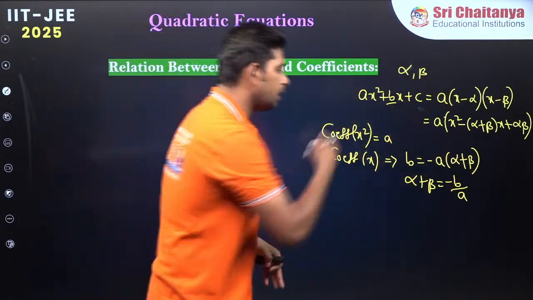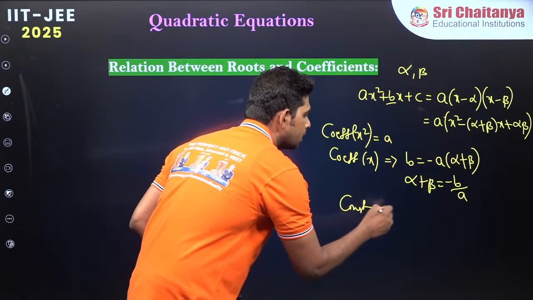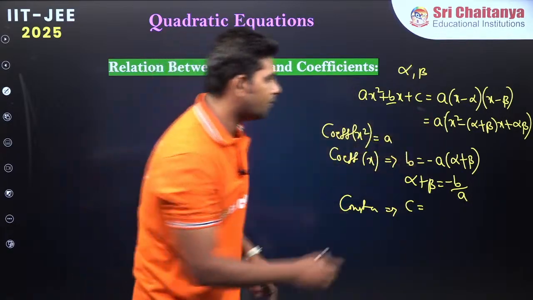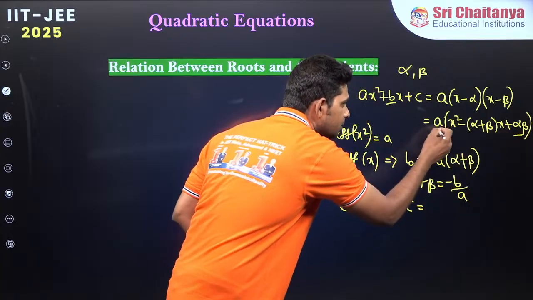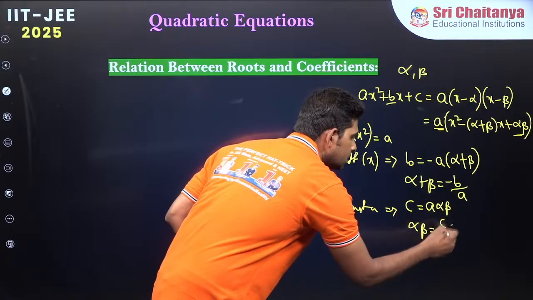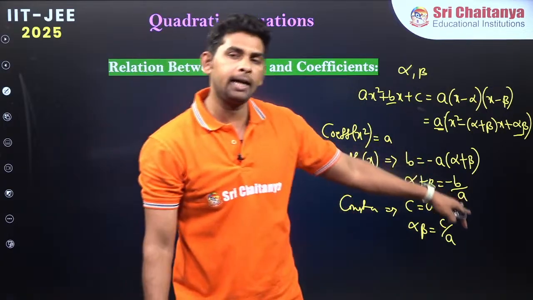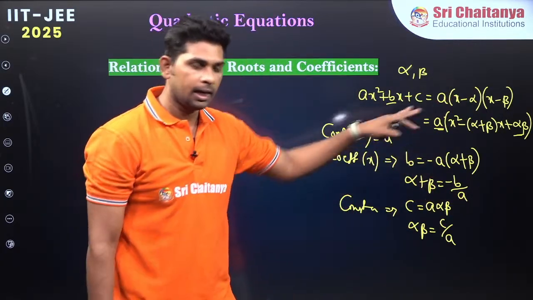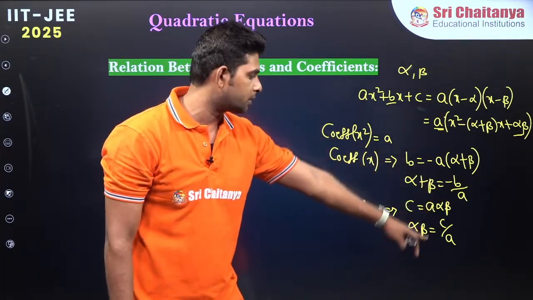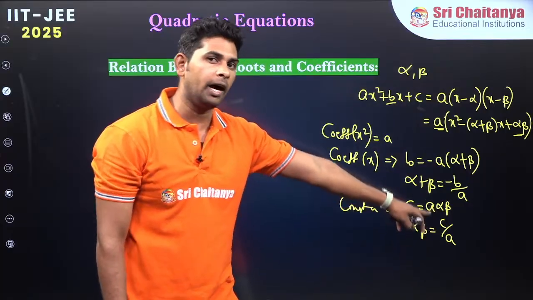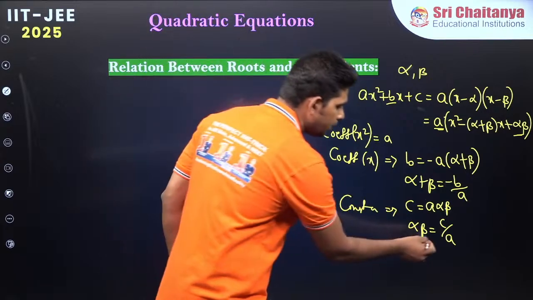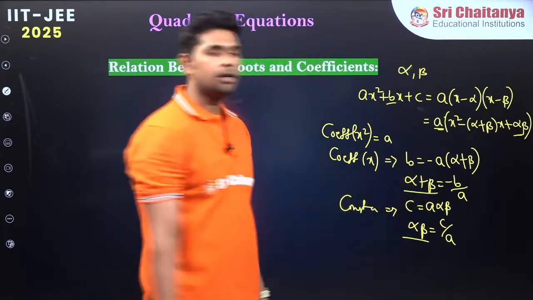Now what is the constant on both sides? On the left side the constant is c. On the right side the constant is alpha beta times a, that is, a into alpha beta. So alpha beta is equal to c by a. Or simply, you can write b as the x coefficient, a as the x square coefficient, and c as the constant. By writing them, you get the relation between the roots: alpha beta is the product of the roots, and alpha plus beta is the sum of the roots.